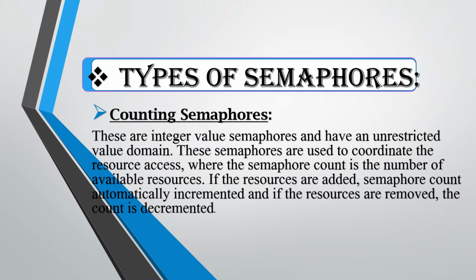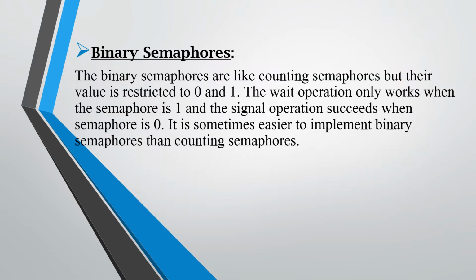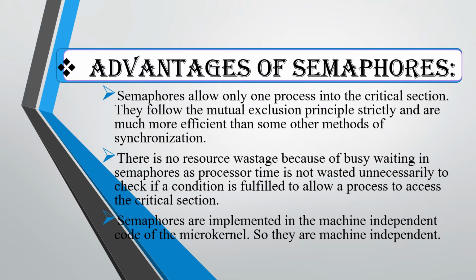These are integer value semaphores and have an unrestricted value domain. The next one is binary semaphores. Binary semaphores are like counting semaphores, but their value is restricted between 0 and 1. In the next one we are going to learn about the advantages of semaphores.